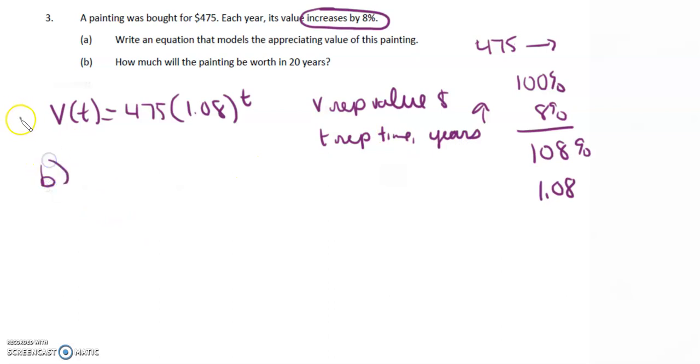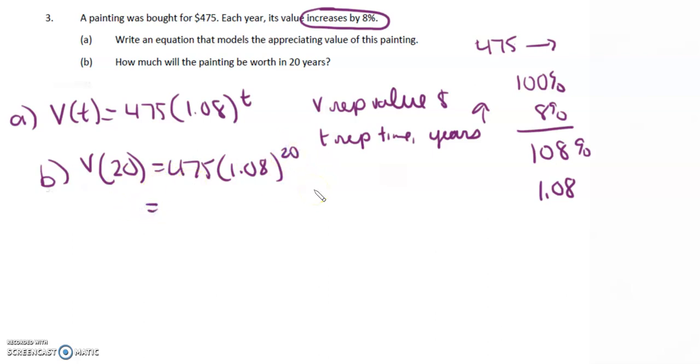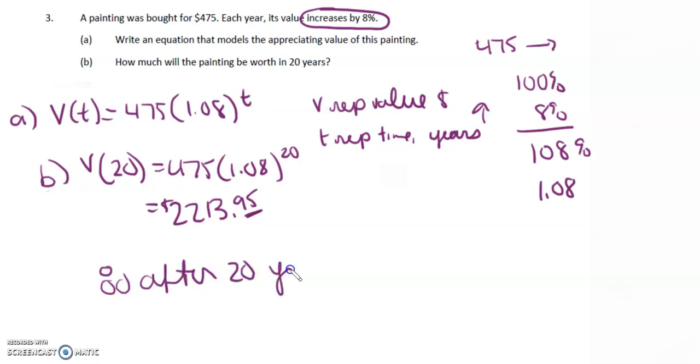Okay, so the question is, how much is the value of the painting in 20 years? That's just the value at 20 equals, and then we have this equation. So we have 1.08 to the exponent 20 times 475. Okay, so 2213.95. We always stop at 2 decimals for money. So therefore, after 20 years, the value is 2213.95.